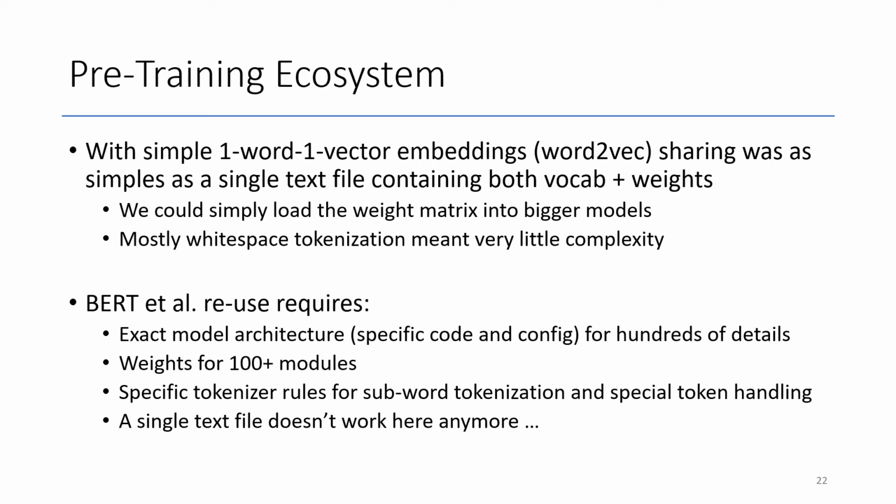But now with BERT and all the other models that are similar to BERT, we require exact model architectures, which means the specific code and configuration for hundreds of details. Then we need weights for 100+ submodules and layers that are used inside BERT. We need the specific tokenizer and subword tokenization and special token handling that can be different from model instance to model instance. So a single text file doesn't work here anymore, and we need another solution.